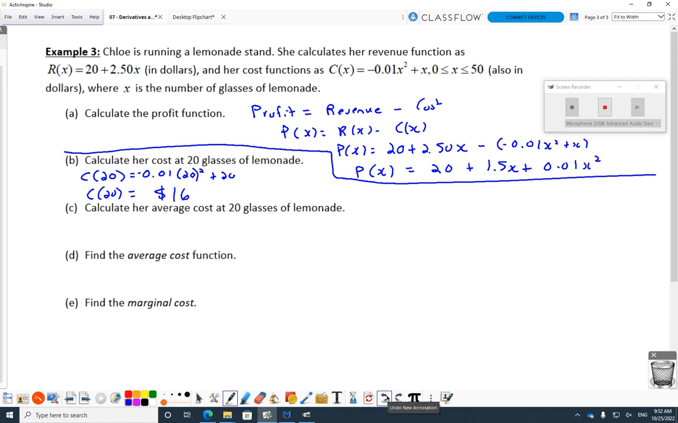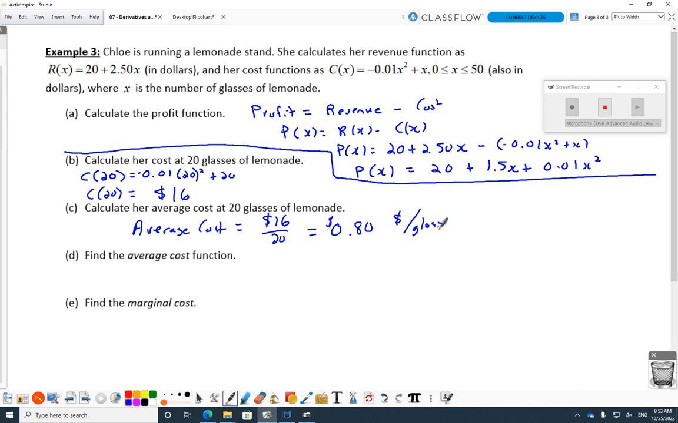In C, I'm just going to think about this. If it was $16 that it cost her to make 20 glasses of lemonade, how much for each glass of lemonade? This will help her decide what she should be selling these for. Well, it's just 16 divided by 20. Take the 16 bucks and divide it by the 20 glasses of lemonade, and I get $0.80 per glass. That's her cost.